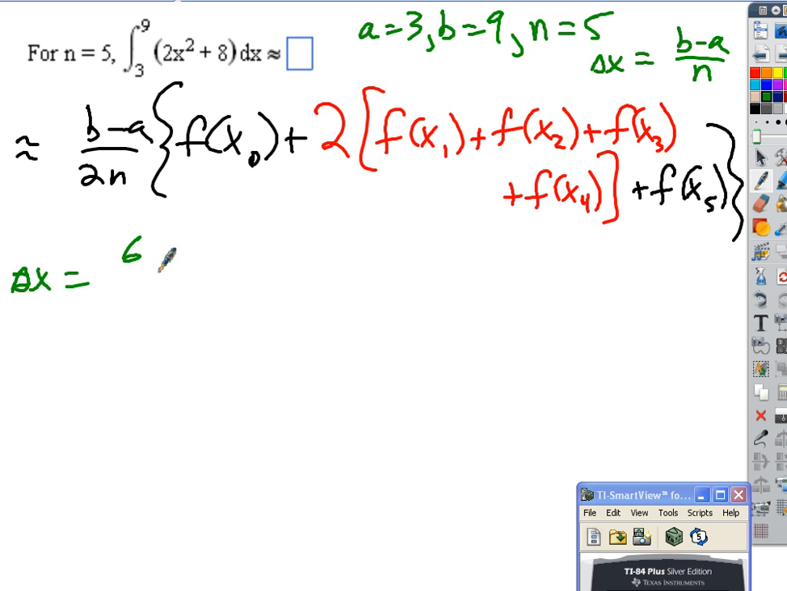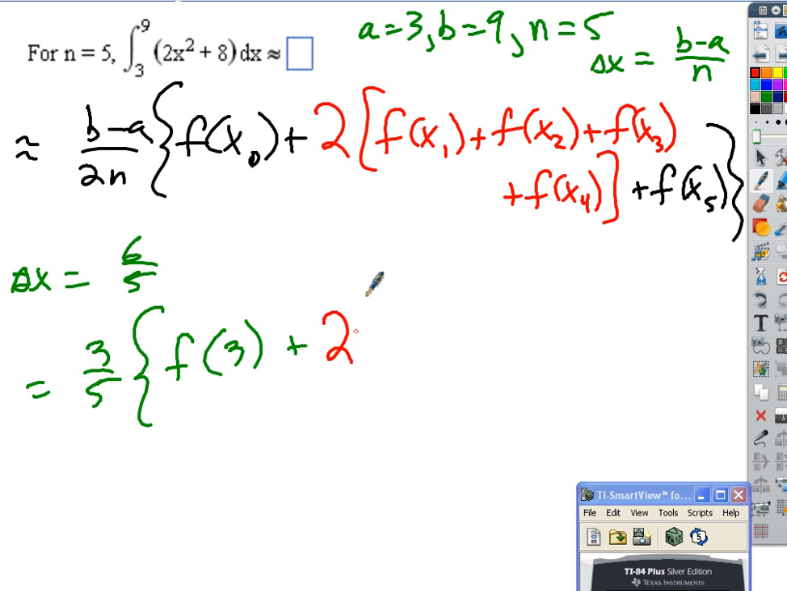Okay, now let's plug in our stuff. So we get 6 over 10, which reduces to 3/5, times f of 3, plus 2 times f of 3 plus delta x. 3 plus 6/5. Well, what is that? 15/5 plus 6/5 is 21/5.